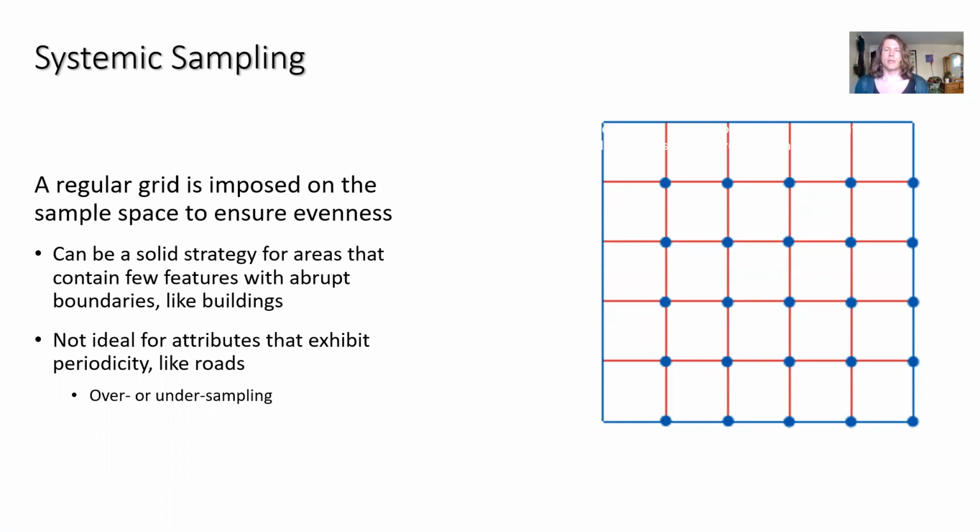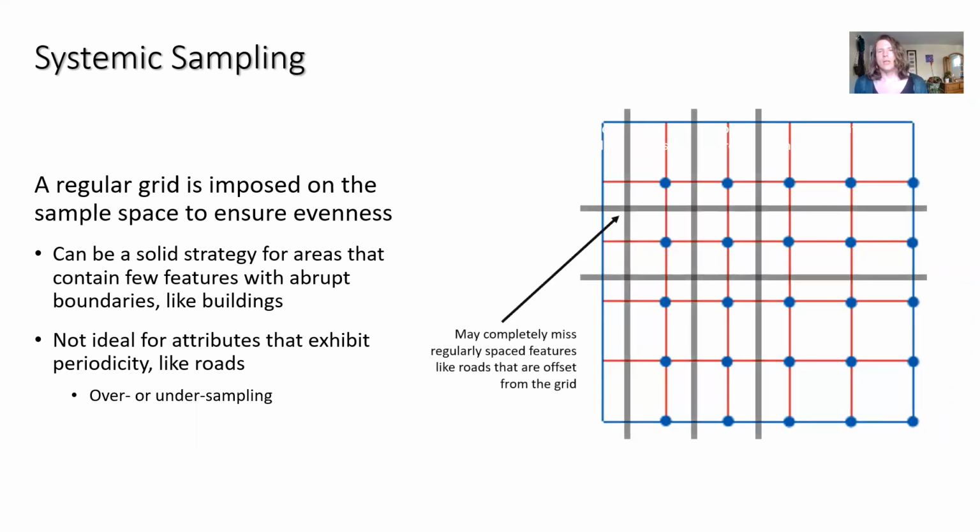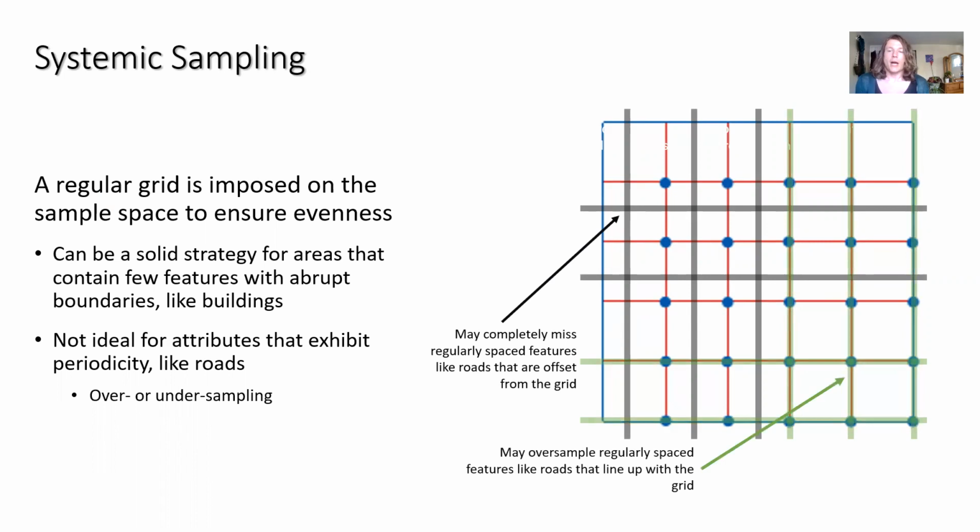like roads, because you might end up oversampling or undersampling the feature if all of your sample points match up with the period of whatever entity you're looking at. So for instance, if you overlay a grid on a road network, it's possible that all of the sample points might completely miss the road network. It's also possible that the samples might mostly fall on the roads. So the purely systematic sample, generally speaking, isn't the best option here.